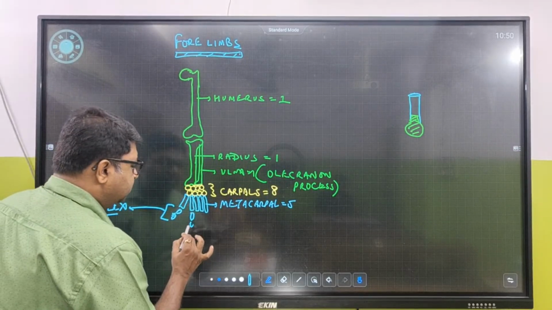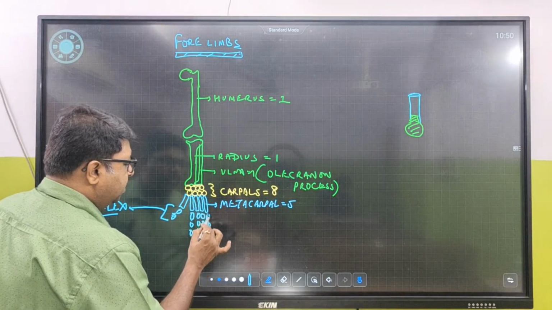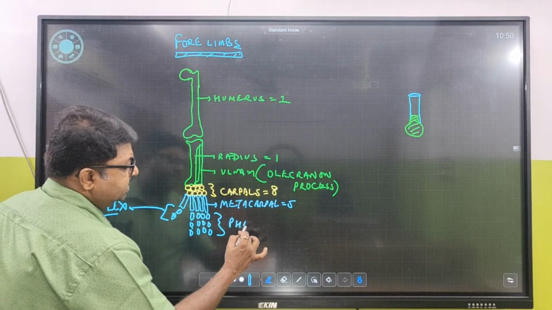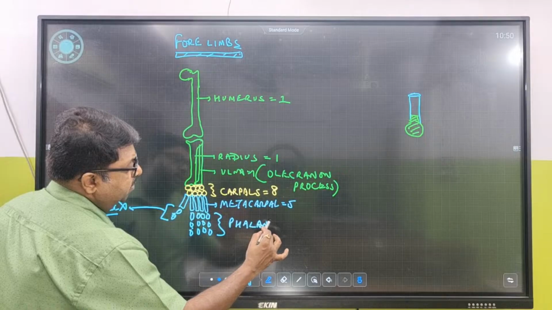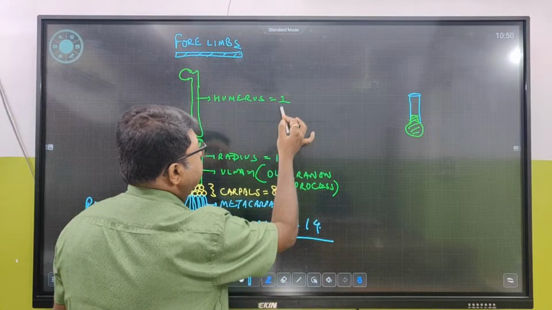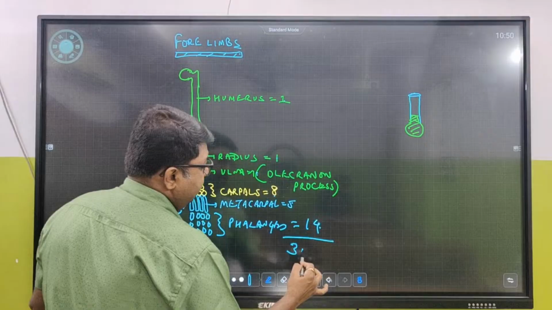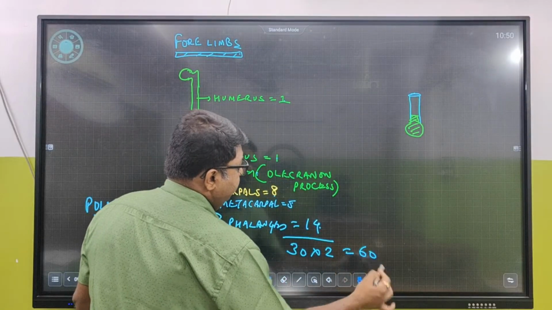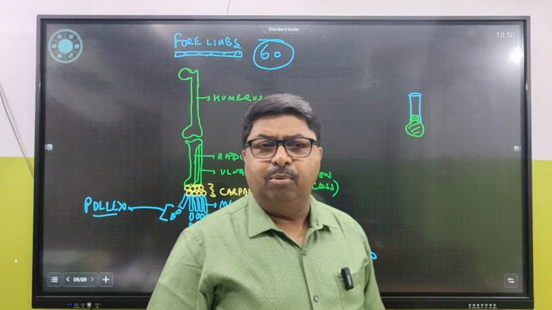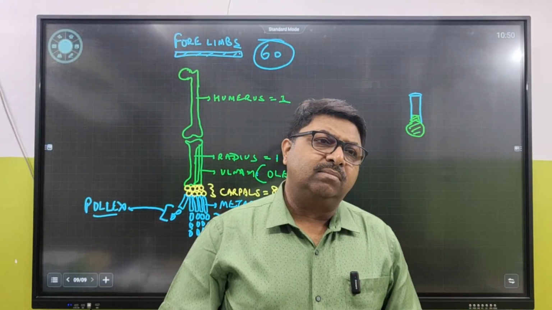Okay. So 1, 2, 3, 1, 2, 3, 1, 2, 3, and 1, 2, 3. So in total, 4 into 3, 12, plus 2, 14. So phalanges are 14 in number. If you count 14 plus 5, 19, 20, 21, 22, and 8, 30 bones are there in one hand. Into 2, it makes 60 bones in the forelimbs. Any issues? So this is about forelimb.